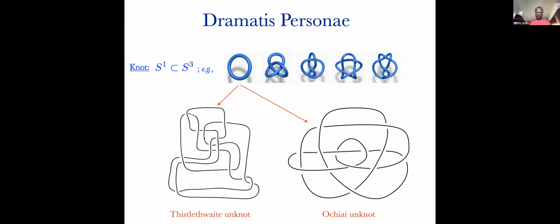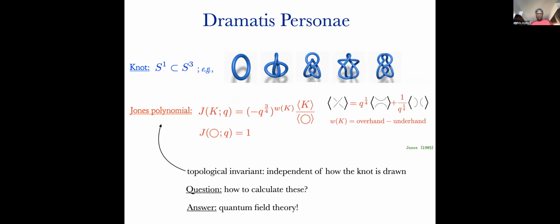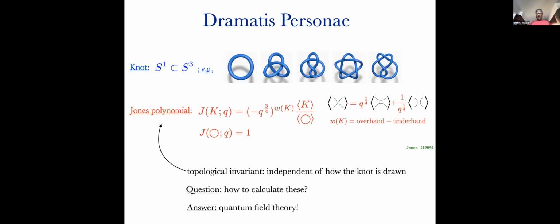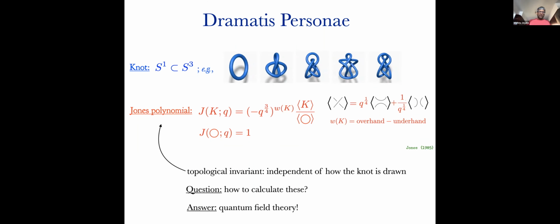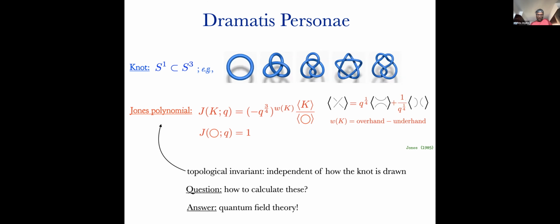In order to identify knots, we use topological invariants. One topological invariant is the Jones polynomial. It's independent of how the knot is drawn. And there's a methodology for computing a Jones polynomial. But an easier way, perhaps, of doing this is to appeal to physics. We can calculate these topological invariants using quantum field theory.